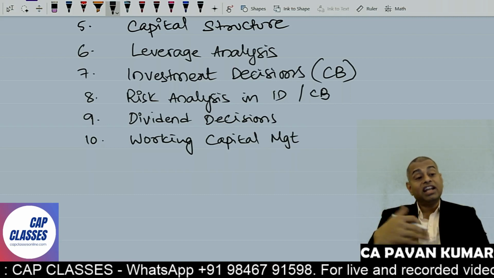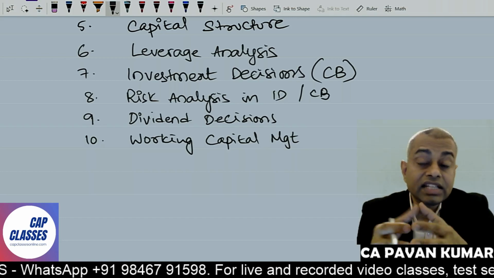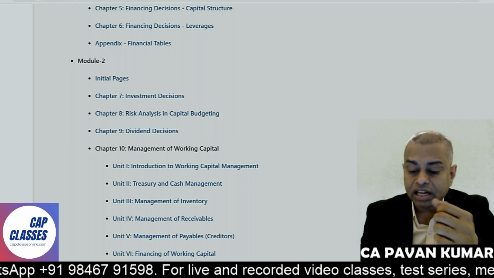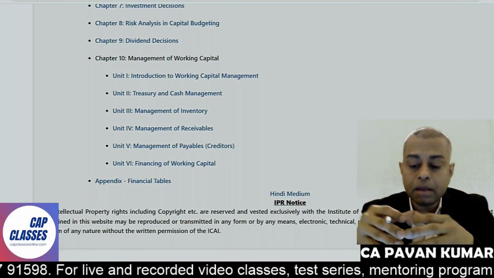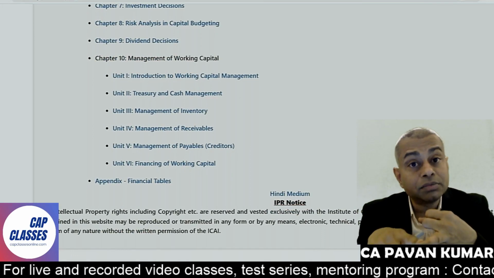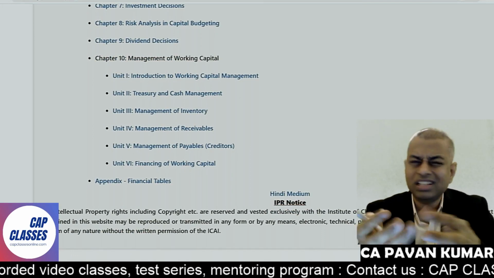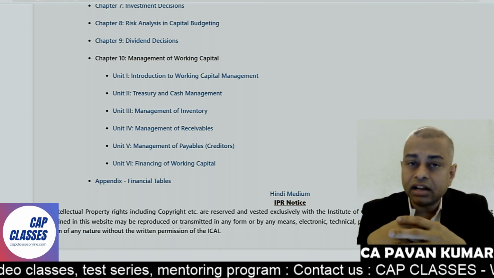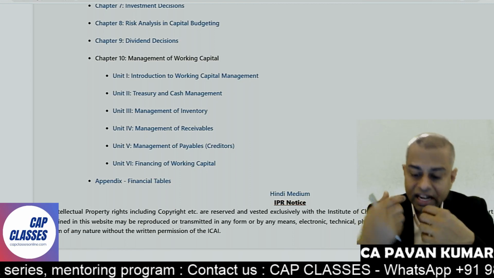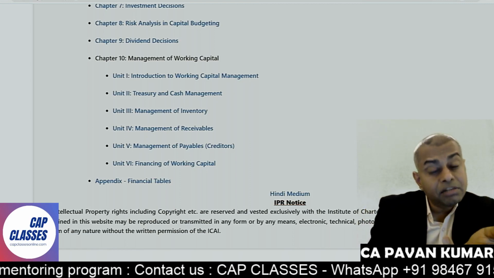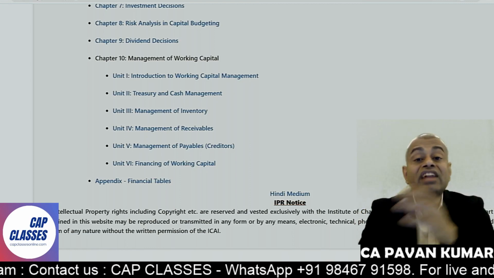So in working capital, again, there are so many units. Even in the ICAI textbook, there are 6 units under this. Look at that, 6 units. Introduction to working capital management, then treasury management, cash management, then management of inventory, then this EOQ and all that stuff you calculated in costing, same. Then management of receivables, which is also known as debtors management, then management of payables, which is also known as creditors management. Then how do we finance working capital?